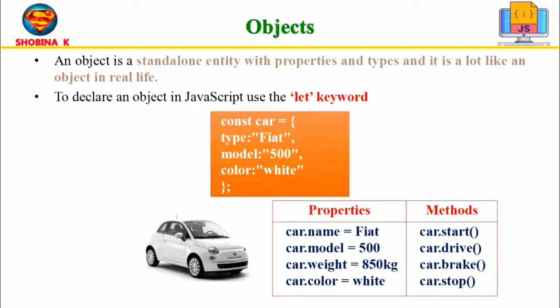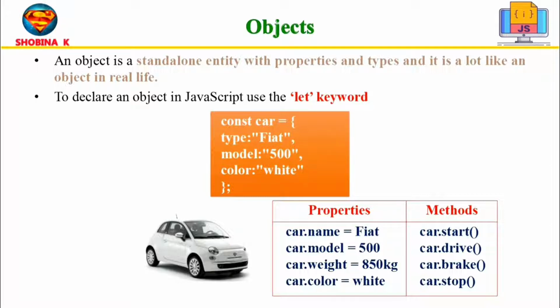To declare an object in JavaScript, use the let keyword. The values are written as name and value pairs separated by a colon. And make sure to use curly brackets in such a way that all property value pairs are defined within curly brackets. So instead of declaring different variables for each property, you can declare an object which stores all these properties.